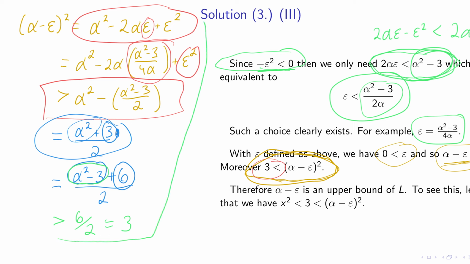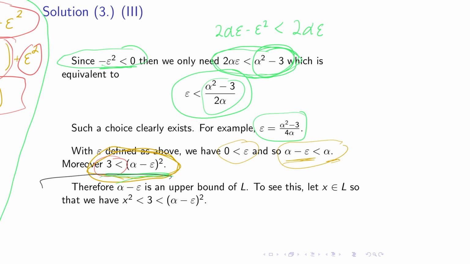There is a more concrete, complete demonstration that my chosen alpha minus epsilon, when you square it, gives a quantity that is bigger than 3. So that now fully justifies what I wrote there.